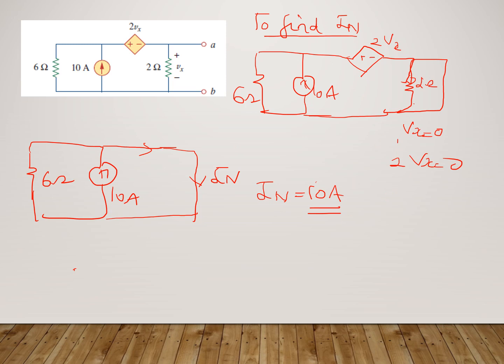So what have we got? We have to find out RTH. So RTH is equal to VTH divided by I Norton, and VTH is equal to 10 volt. IN is 10. So we have RTH as equal to 1 ohm. So this is how we find out RTH, by finding out both VTH and I Norton.